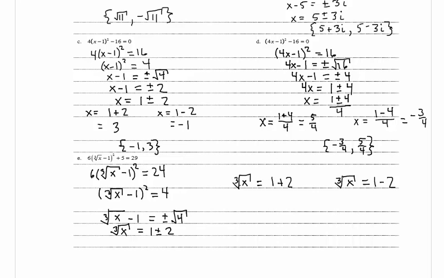So I have the cube root of x is equal to 1 plus 2. So we're going to cube both sides. So I have x is equal to 1 plus 2 is 3 cubed, and x is equal to 27. And we have the cube root of x cubed is equal to x, and 1 minus 2 is negative 1 cubed, and x is equal to negative 1. So our solution set is negative 1 and 27. And that's our video on the square root property.